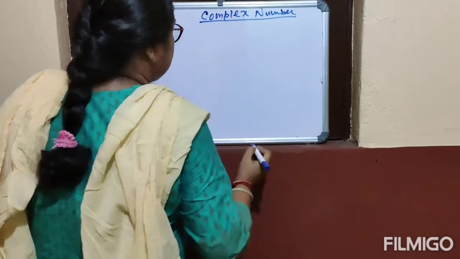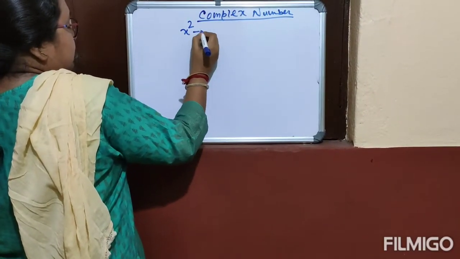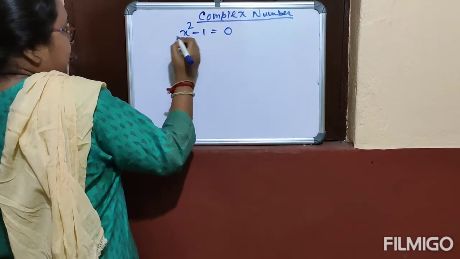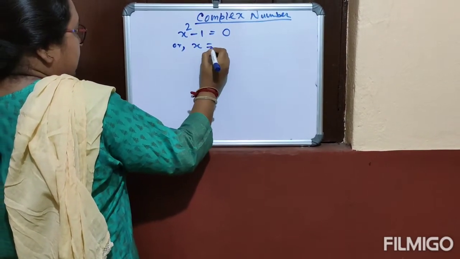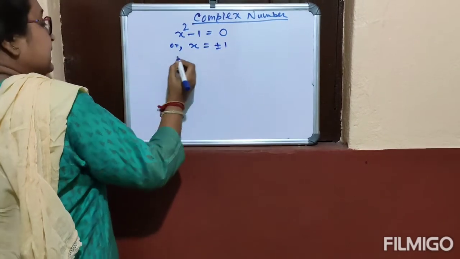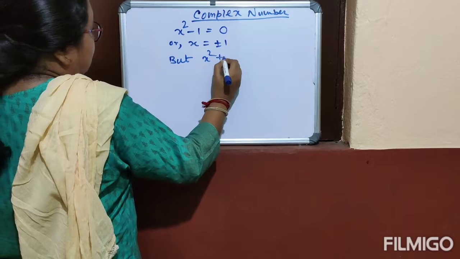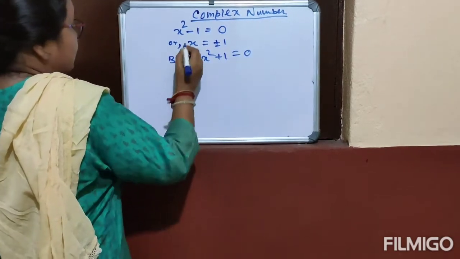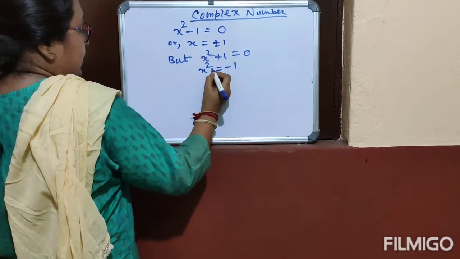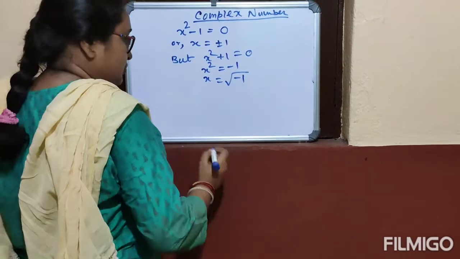What is a complex number? If x square minus 1 is equal to 0, what is the value of x? x is equal to plus minus 1. But if x square plus 1 is equal to 0, what is the value of x? This is x square is equal to minus 1, so x is equal to root over of minus 1.